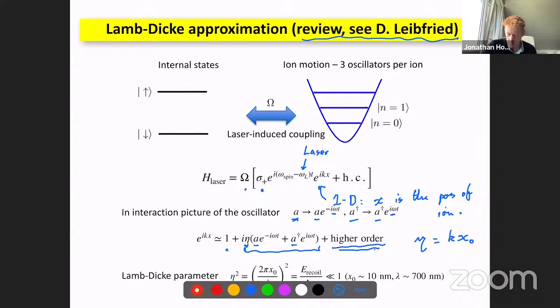There are 2 ways of looking at this eta parameter. One is that it compares the RMS wave function extent to the wavelength of light, right? So it's a ratio of those 2. The other one is that it compares the recoil energy of the atom when it emits a photon at a given wavelength to the energy of a quanta of the motion. And in our case, and I'm just going to use numbers from calcium here, we have x naught of around 10 nanometers and a wavelength of around 700 nanometers. When you square the ratio of those 2, indeed, you'll be in a situation where this is much less than 1, and we can justify our approximation.